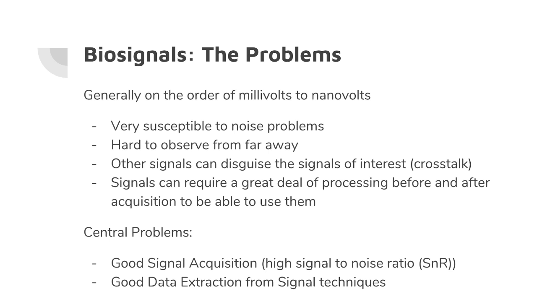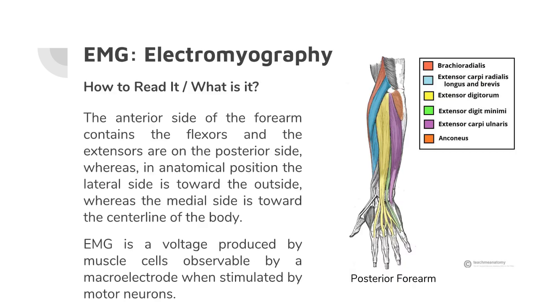So in general, there are two problems you have to be worried about with biosignals. It's getting a good signal, and then after that, extracting information from that signal that is meaningful to your application. So let's talk about the different types of biosignals that we'll be concerned with. For the most part, we're really only going to be concerned with electrooculography, electromyography, and electroencephalography. So that's EOG, EMG, and EEG. For the first thing, we're going to talk about EMG.